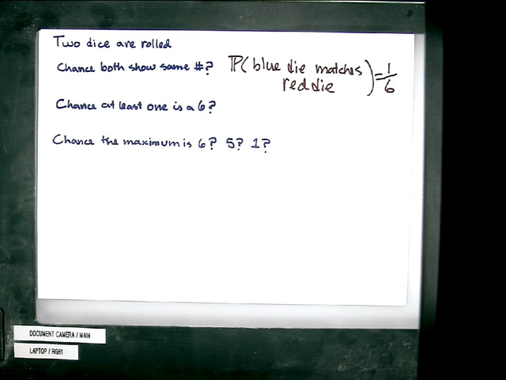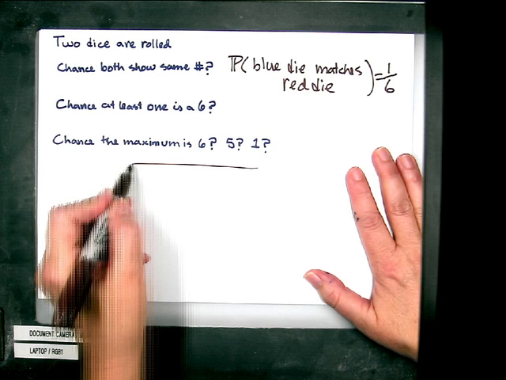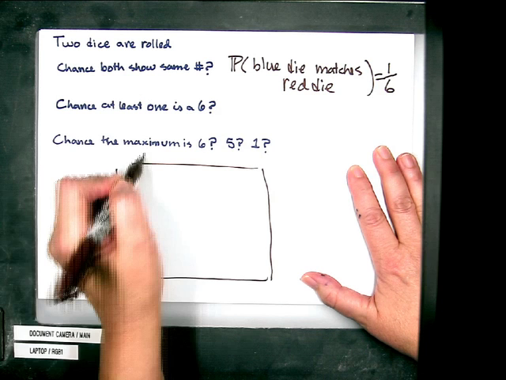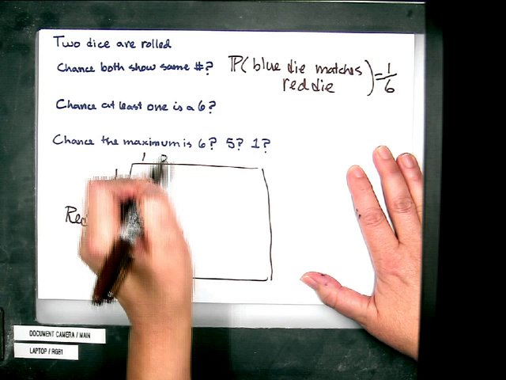And this is where either Venn diagrams come in or tables. I really like to use the table idea. So I'm going to draw a table. That's 1, 2, 3, 4, 5, 6. This is my red die. And then my blue die is across the top. 1, 2, 3, 4, 5, 6. That's my blue one.